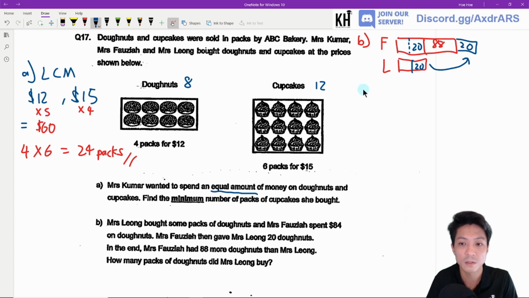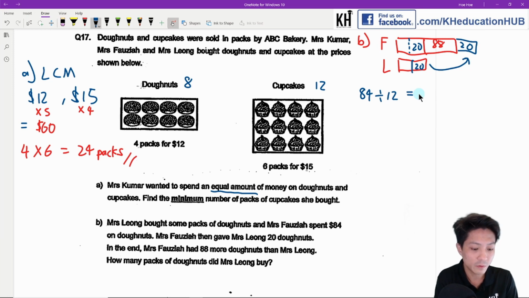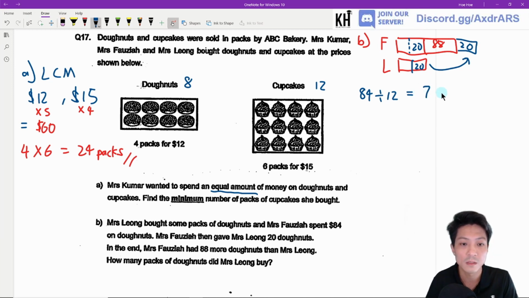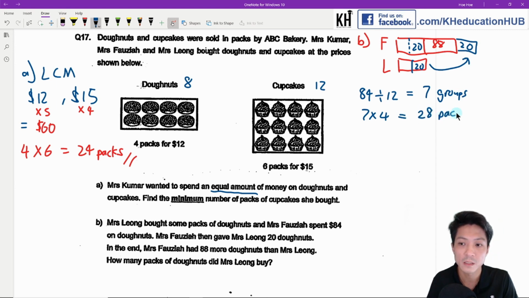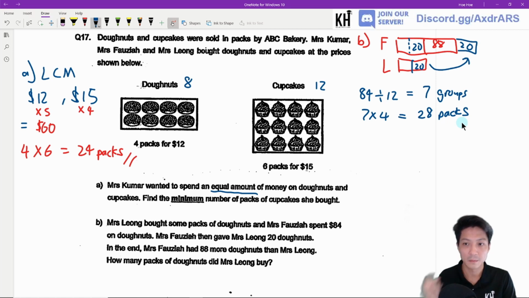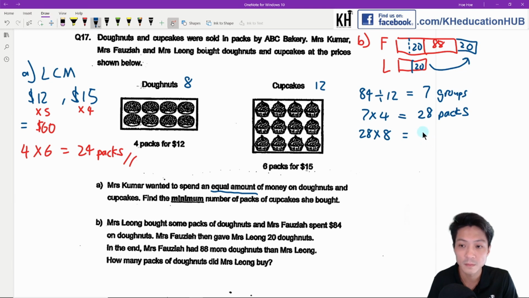She spent $84 on donuts. So let us find out 84 divided by 12, which is 7 groups. 7 times 4 is 28 packs. 28 times 8 is equal to 224 donuts.